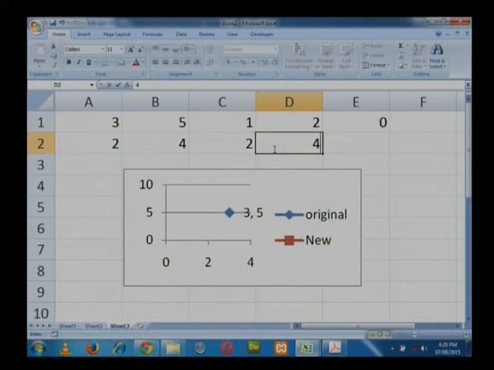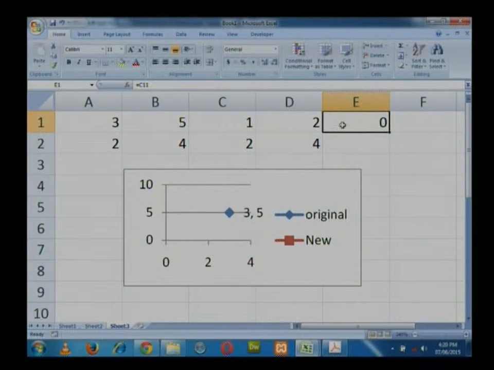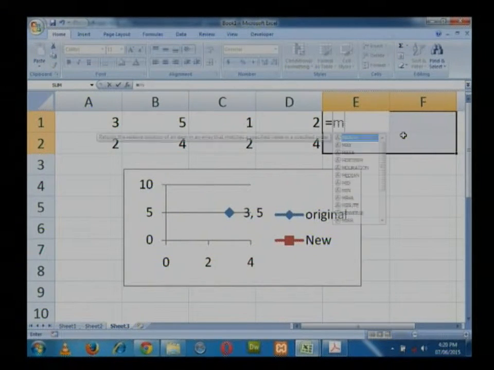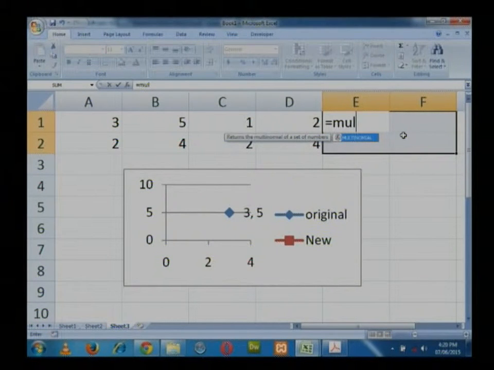This is also resizing, rescaling. So we have to keep that scale constant. Now forget it or let it be. We will do that later. So what will we do? MMULT.